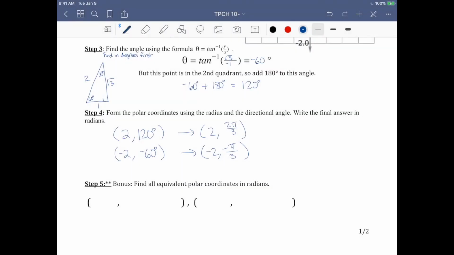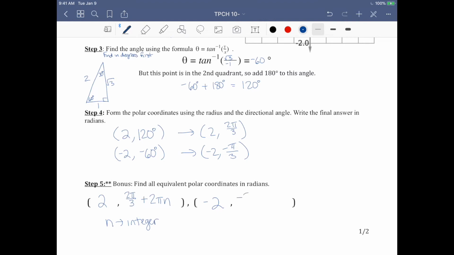Step 5, find all equivalent polar coordinates in radians. So I'm always going to have a positive and a negative radius, and the thing is that if I have one polar coordinate, I have one of the angles, right? So 2 pi over 3, I need to get back to an angle that's equivalent to 2 pi over 3, and that goes back to our coterminal angles where we add 2 pi n, where n is an integer.